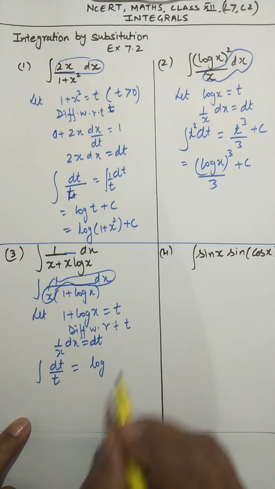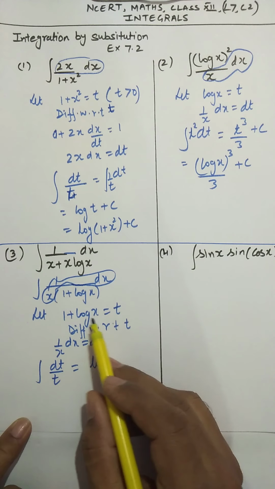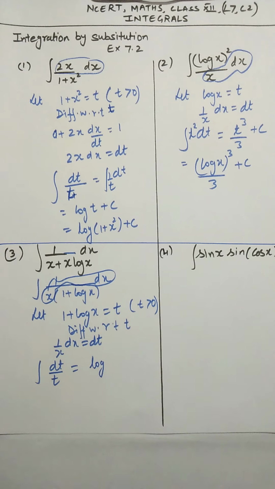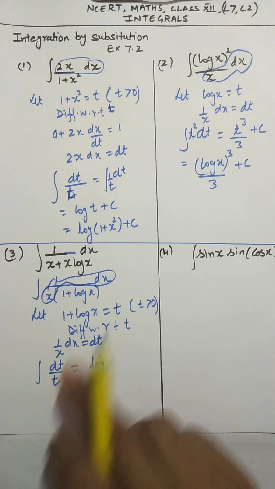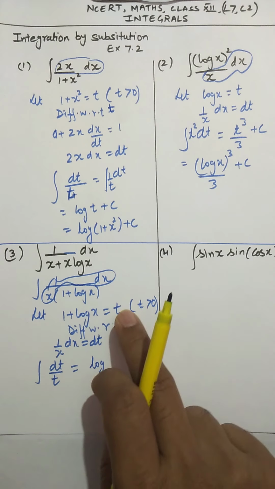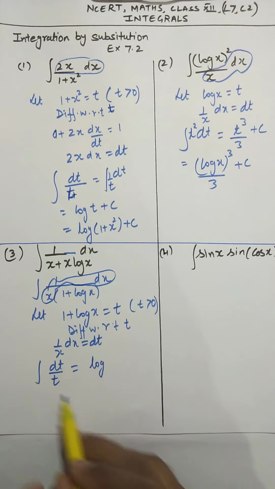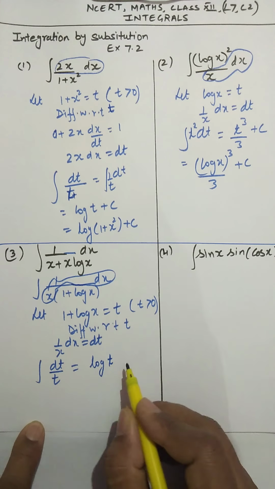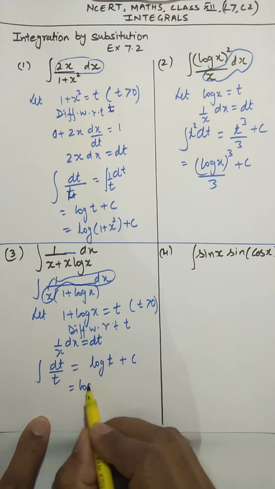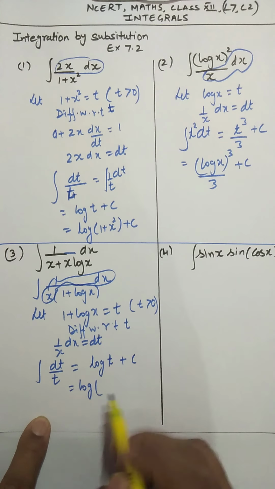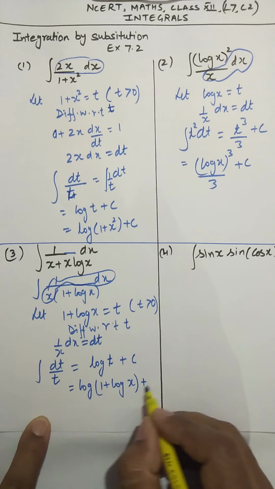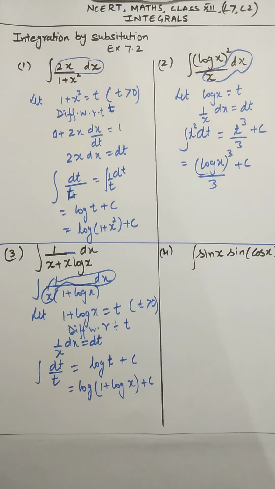Now this time, log x is positive. Again you see here that t is greater than 0. The reason being that log x is positive, so the complete 1 plus log x is positive, so t is positive. So there is no need to apply mod. So simply write log t plus c. Now you can again substitute what you assumed in the beginning. t was 1 plus log x, and you can write this as plus c also.